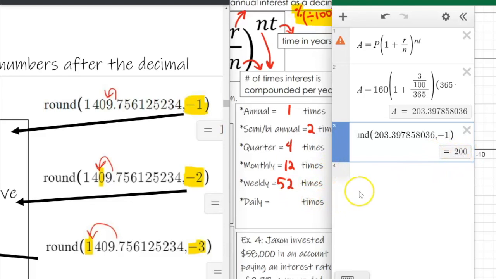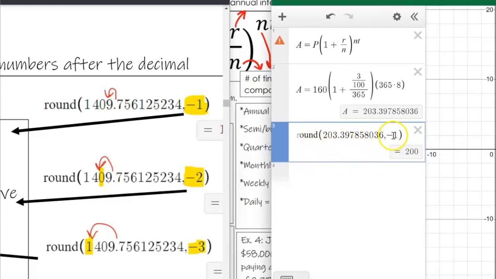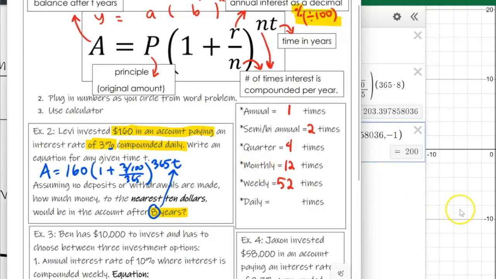And that makes sense. Why? Because if I have $203, and I'm trying to do to the nearest $10, so it goes 200, 210. What is it closest to? 200. But again, if you don't understand that, that's okay. You're just typing it into the calculator. So you're just typing in round, the number, comma, -1 for 10. And again, be mindful of what it is because it does change. So this is going to be $200.